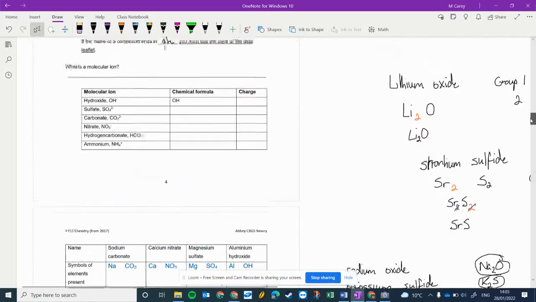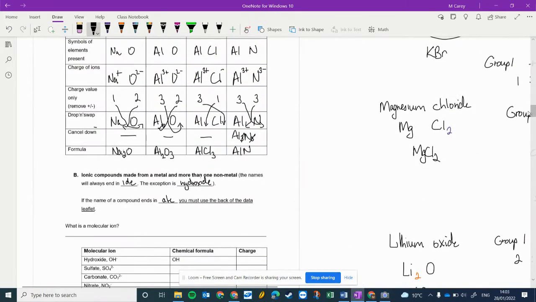So if we go up here, there's a few key things. We have looked at things like magnesium chloride, lithium oxide. You can see those on the screen. They end in IDE, and that's the key for us that there's only chlorine present. If it ends in IDE, you just have the name of the metal, which doesn't change in the compound, and then the name of the non-metal, which changes to an ending of IDE. So oxygen becomes oxide, chlorine becomes chloride, fluorine becomes fluoride, nitrogen becomes nitride, sulfur becomes sulfide, and so on.